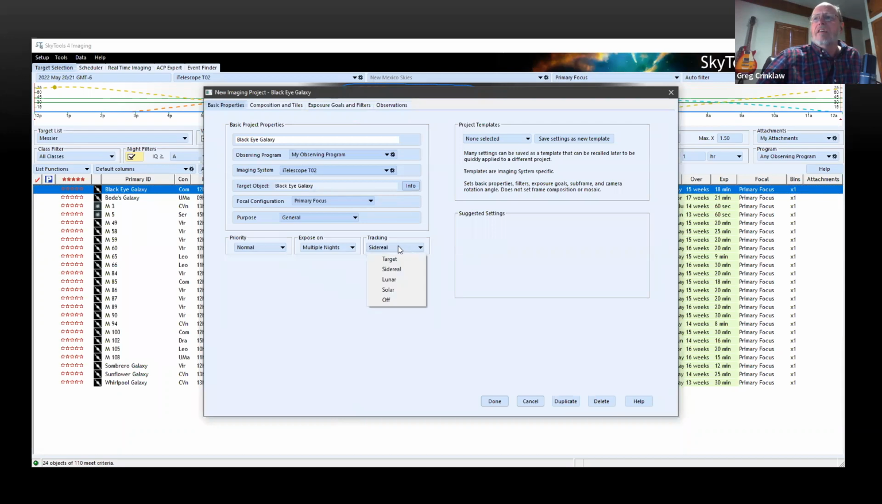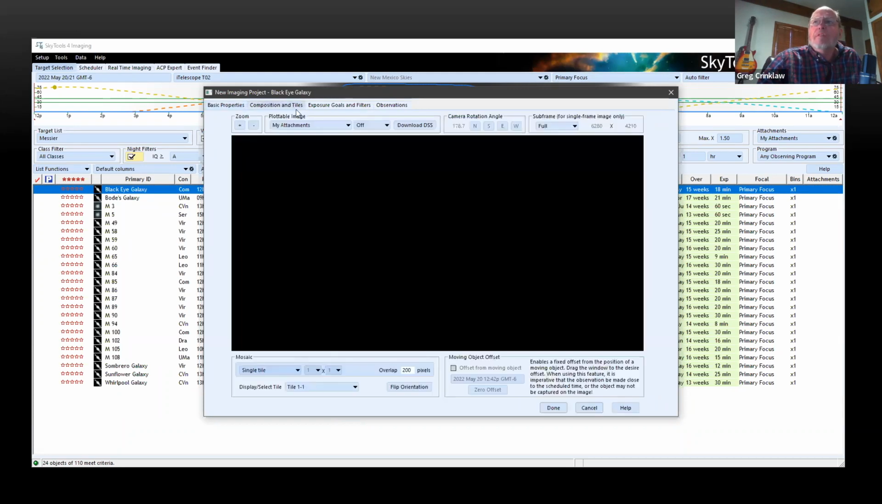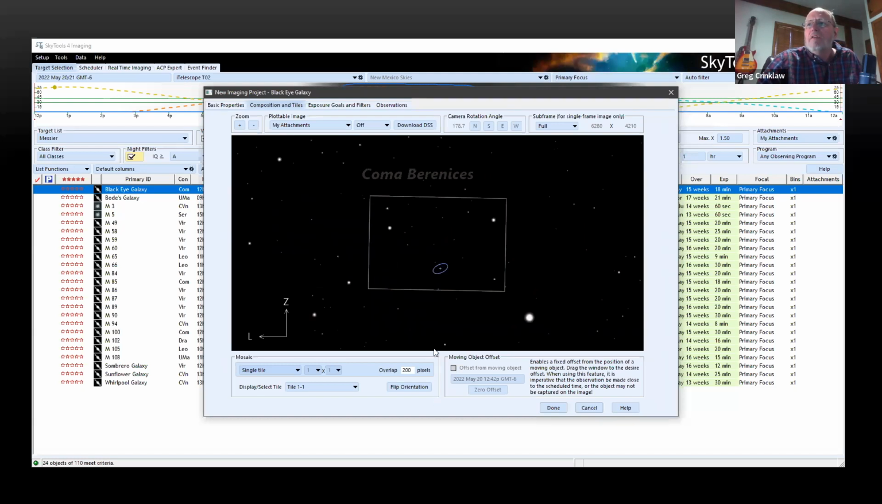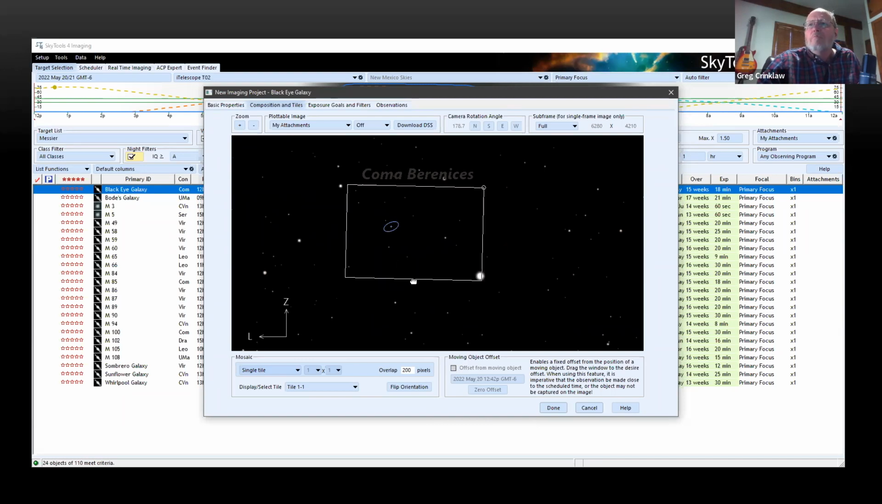If you're tracking a comet, you can tell it that you want to track the target, that sort of thing. Then you move on to the composition and tiles. This is where you choose the composition. I could move this to here, and that's where the image would be taken. I could do that if I wanted to, but there's not a lot going on here, so I'm just going to leave it in the middle.